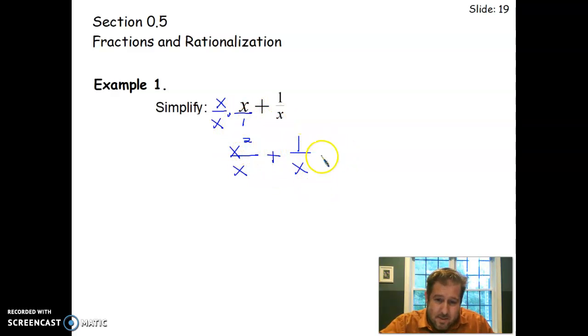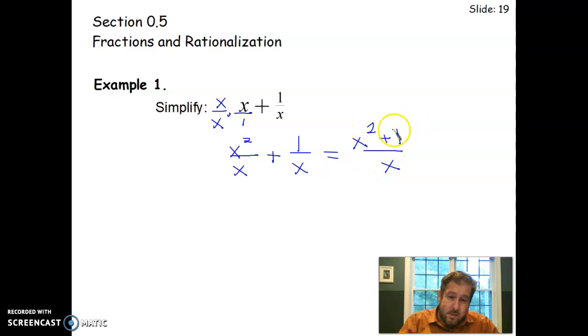So now I can add the tops, and that gives me x squared plus 1 over x, because of course the denominator stays the same. And that's going to be my answer, because that's an irreducible x squared plus 1. So remember, you can't factor it unless it's minus 1. Therefore, it's going to have imaginary roots.